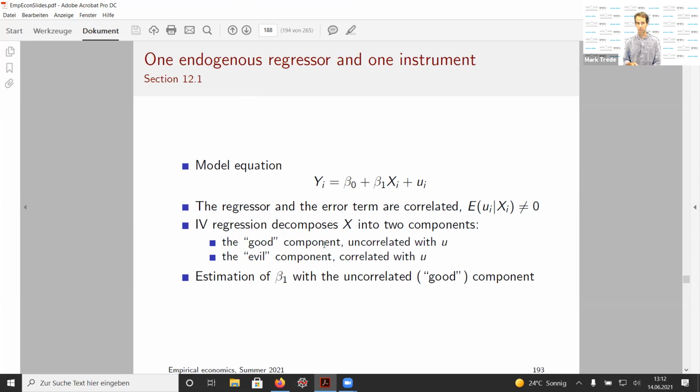Then, since the good component is not correlated with u, it can be regarded as a regressor that satisfies assumption number 1. And we then, in a second step, estimate the slope coefficient beta 1 using only the good component, only the uncorrelated component. That's the main idea, and a relatively simple idea, I would say, of instrumental variable regression.